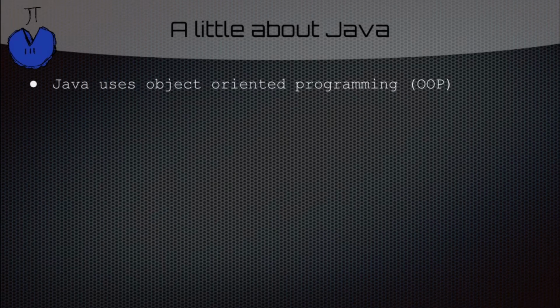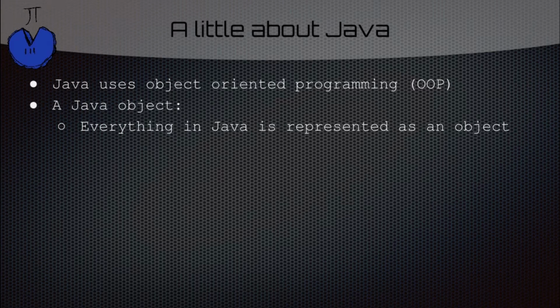A little about Java. Java uses Object-Oriented Programming, abbreviated as OOP. There are many languages that use Object-Oriented Programming, so Java is just one of the many. A Java object, everything in Java is represented as an object.